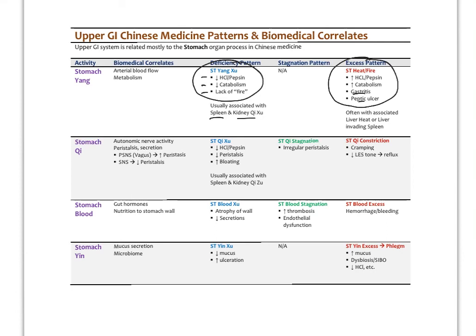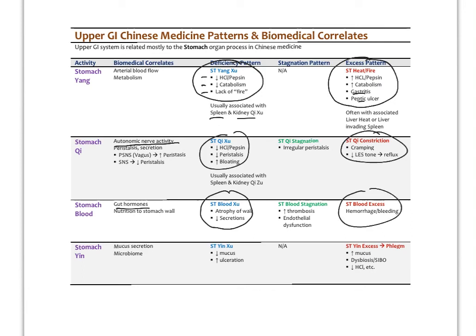Stomach chi would be disturbances of the autonomic system. So either decreased or increased peristalsis, so that would be working with the chi level. Blood would relate to the hormones, for example, pepsin, gastrin, all of those. Actually, gastrin would be the hormone, pepsin is the enzyme. So we can start to see atrophy of the stomach wall and stomach blood deficiency that we might find in what's called atrophic gastritis, or maybe hemorrhaging in the stomach, blood excess.